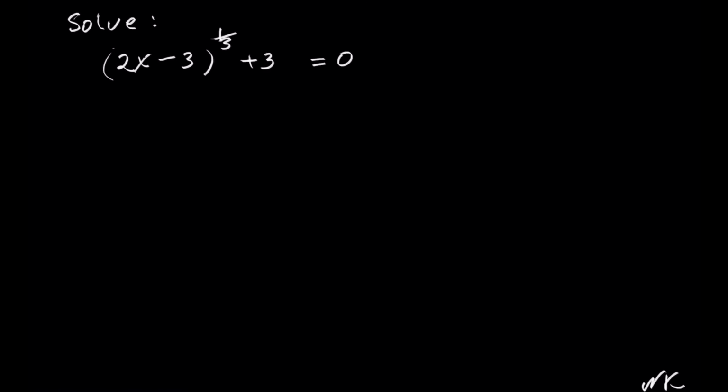Here we have to solve (2x - 3)^(1/3) + 3 = 0. This is a radical equation because 2x - 3 is raised to the 1/3 power, and whatever is in the denominator is the root. So this equation is equivalent to the cube root of 2x - 3 plus 3 is equal to 0. It does not matter if you keep this in terms of exponents or rewrite it as a cube root. The procedure for solving this is still the same.